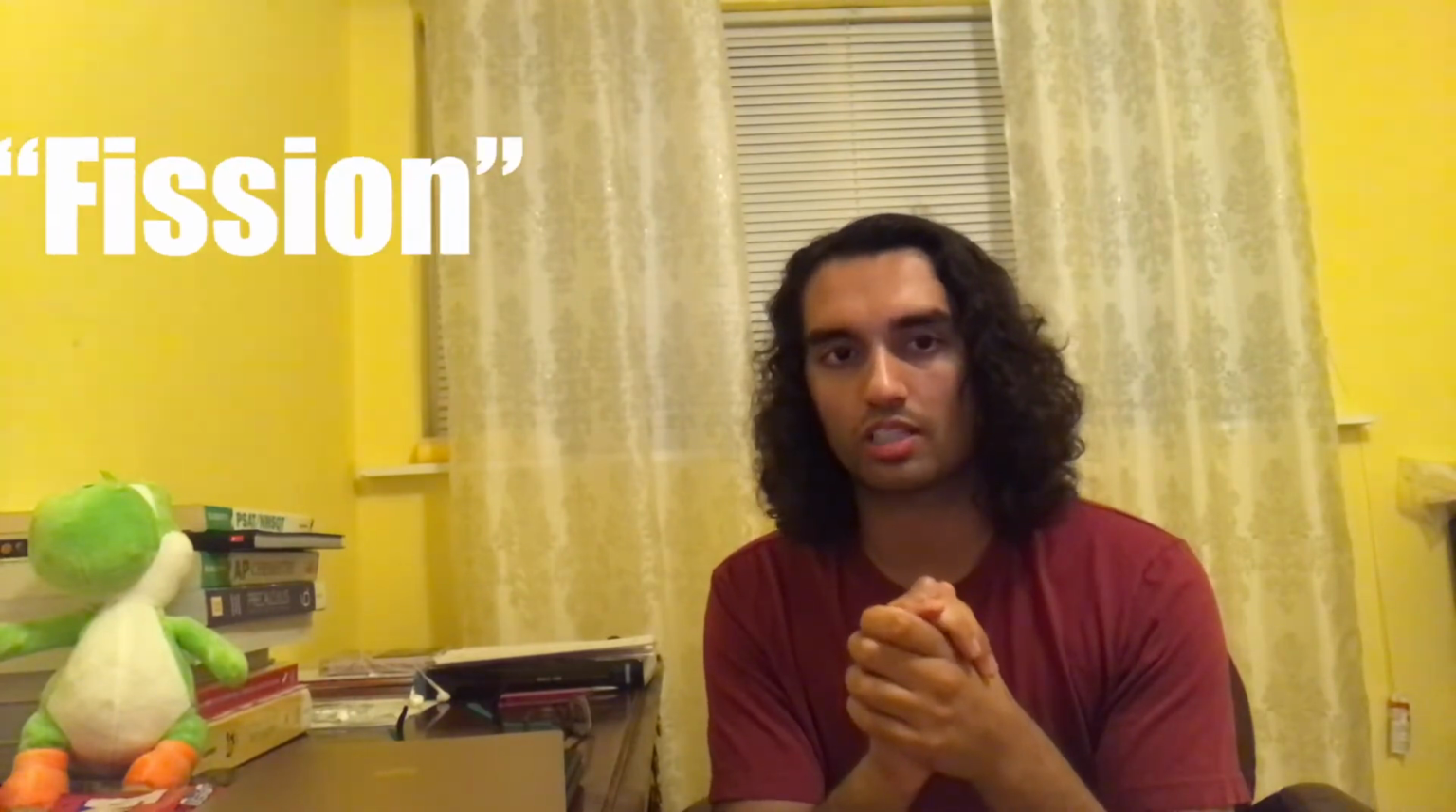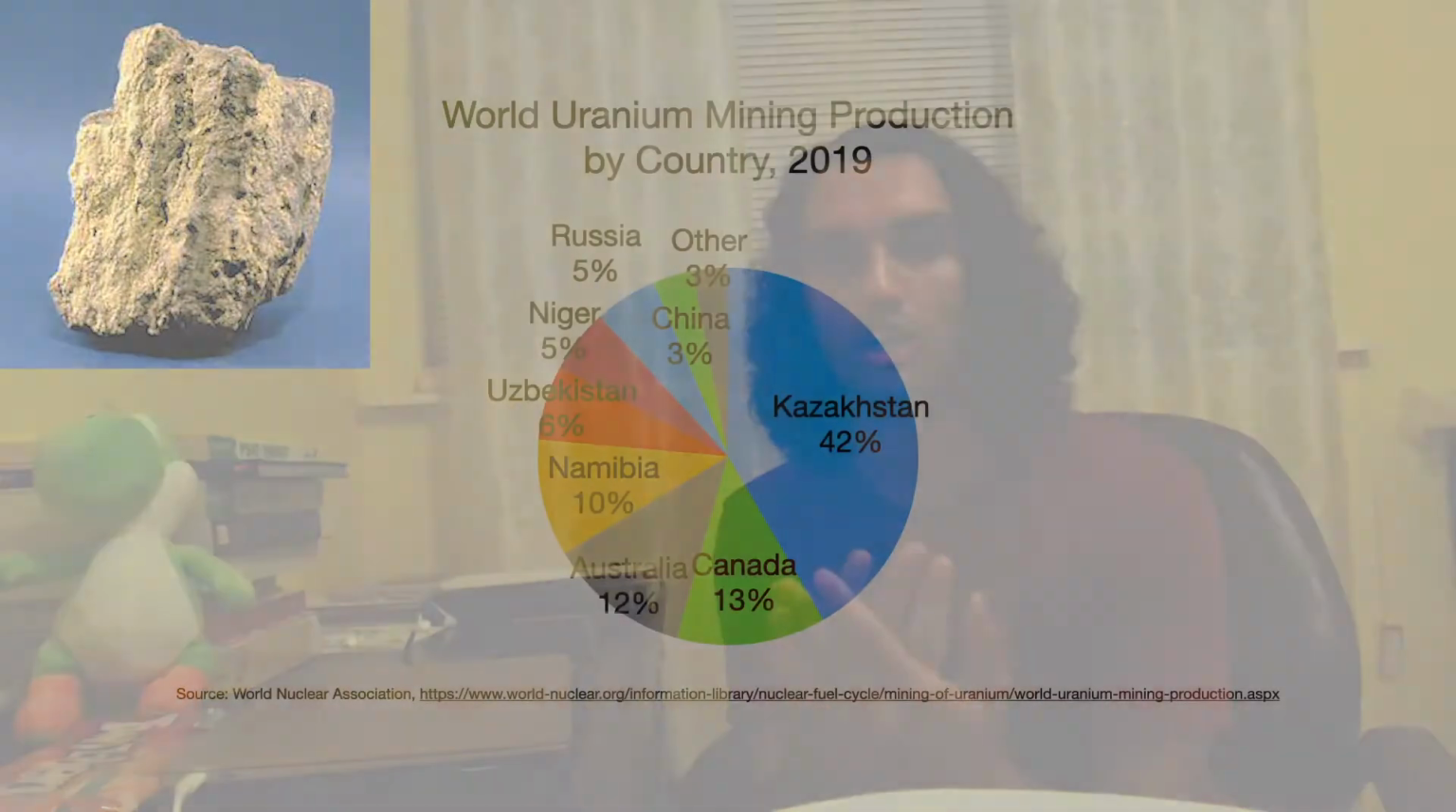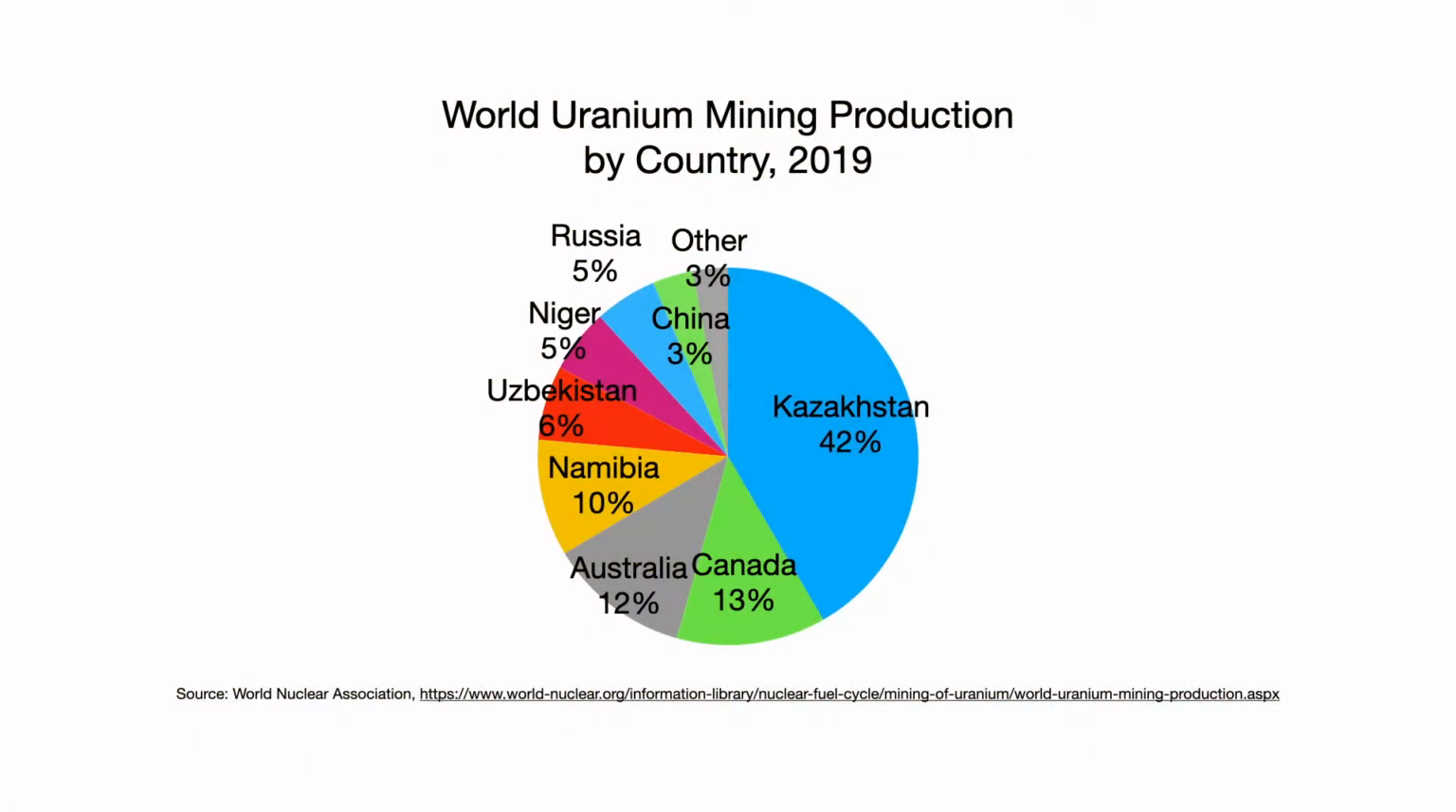In a nuclear power plant, atoms are split apart to form smaller atoms, and when they split, they release a lot of energy in the form of light and heat. We call this process fission. Uranium is what we fission in a power plant. It is a common, non-renewable metal found in rocks all over the world.